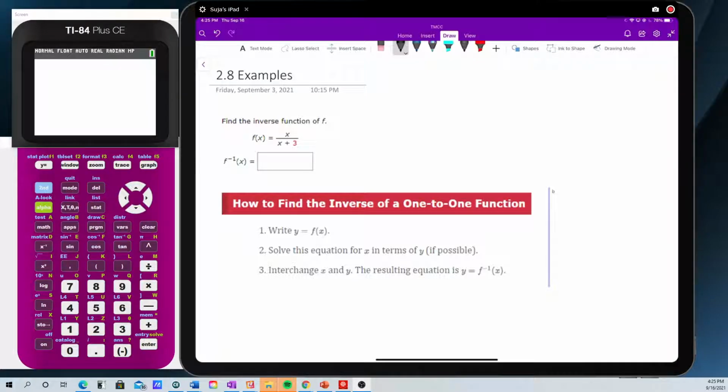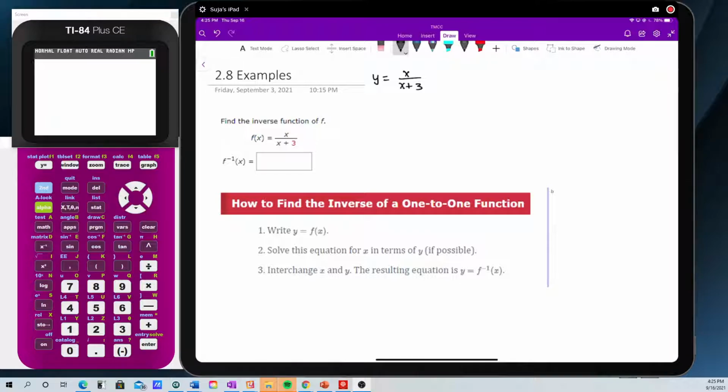In this function, we are asked to find the inverse function. So I'm going to find the inverse function and also do the check to make sure that they are inverses of each other. Okay. So the first step is to write y equals f of x. So y is equal to x over x plus 3.